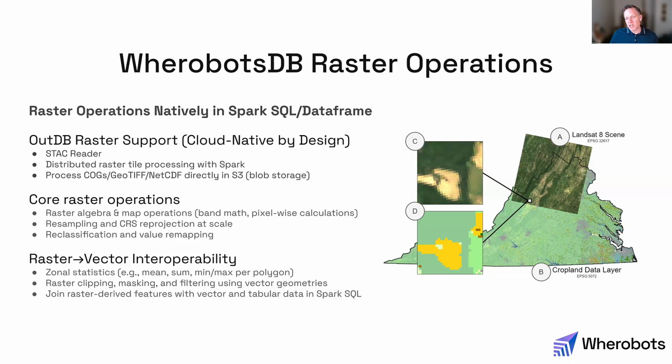And last but not least, because we're a complete engine providing both raster and vector capability, you can use those together. So zonal statistics, for instance, where I want to calculate the mean or the sum or average distribution of these pixel values over a specific geometry. That's a straightforward distributed operation in WherobotsDB. Or clipping, masking, applying geometries to clip and mask rasters. All that is built in as well. And you have a single language using Spark SQL or Spatial SQL capabilities to work with those vector and tabular datasets.